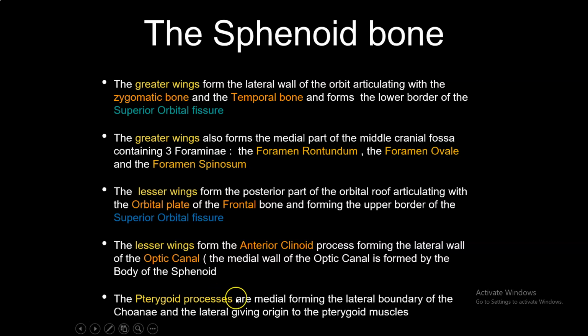The pterygoid processes are medial, the medial pterygoid process forming the lateral boundary of the choana. What is the choana? It is the posterior nasal opening, as we'll see. And the lateral pterygoid process gives origin to the pterygoid muscles, medial and lateral pterygoid muscles, from the medial and lateral surfaces of the lateral pterygoid process.